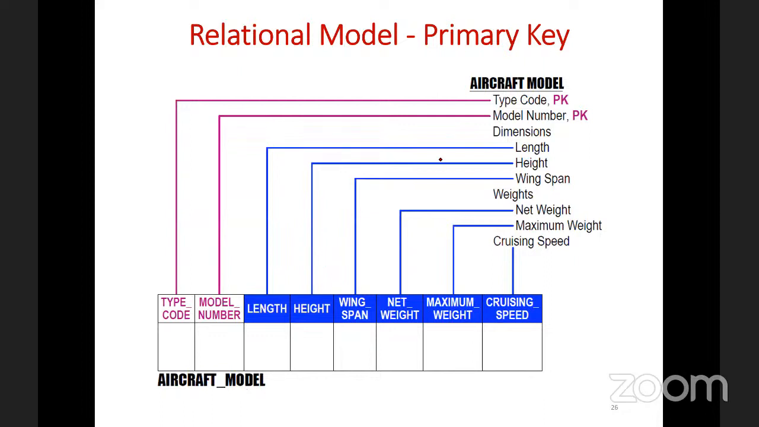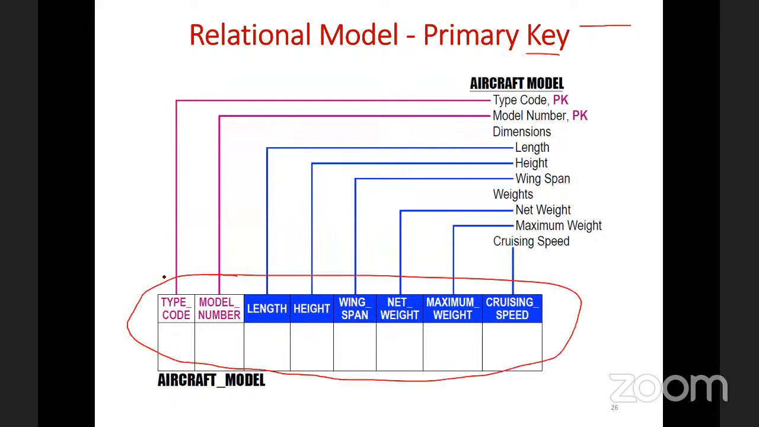Now, first of all, the primary key. You can see that this is a table, aircraft model, right? We need some attribute with which we can identify the aircraft. So we ask: what is the type of the aircraft? What is the model number? And then there are the remaining attributes of the aircraft: length, height, wingspan, net weight, whatever. So these are the primary key.